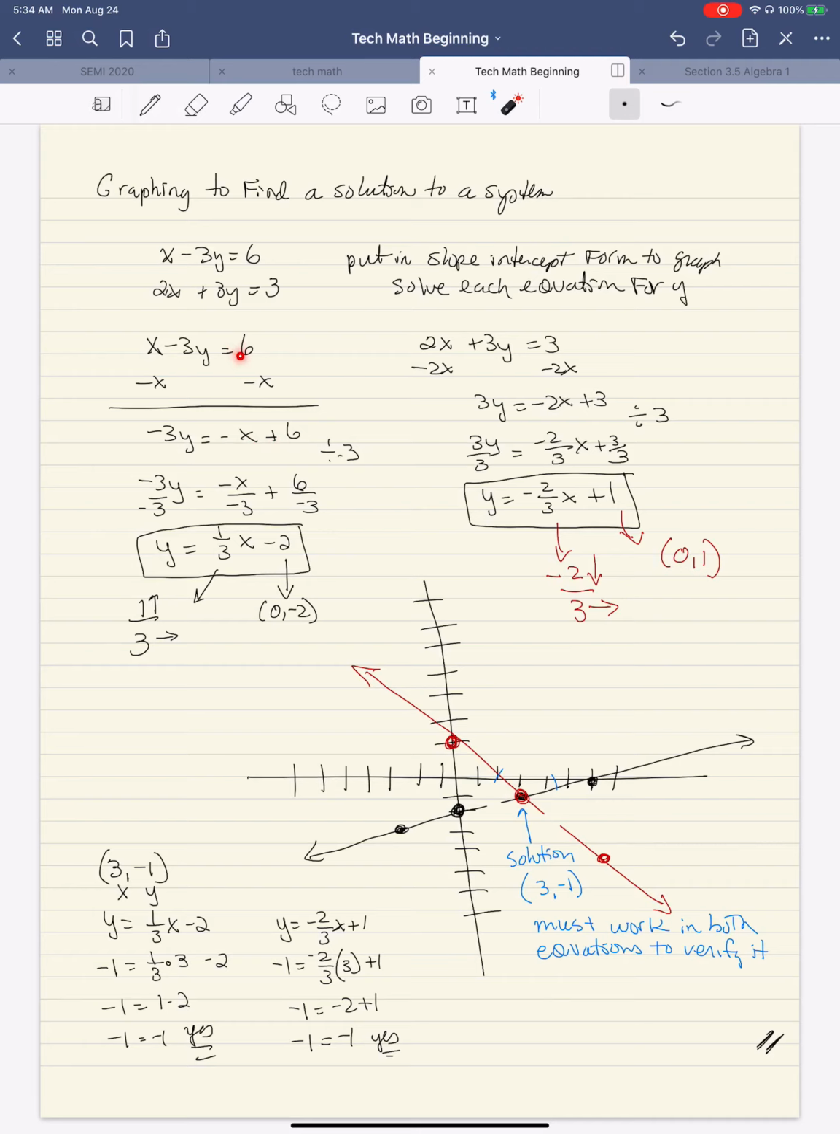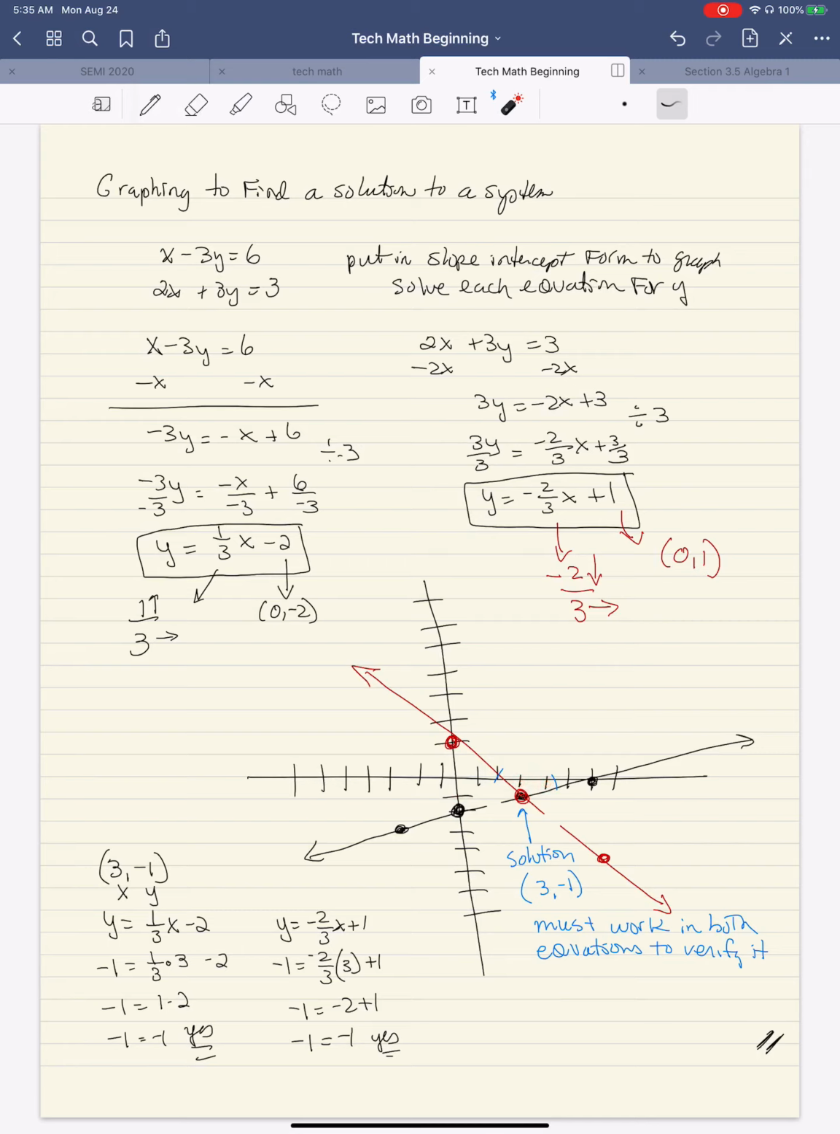Again, I put the minus x first. Now I'm going to divide everything by negative 3. So divide the y, the x, and the 6 all by negative 3. So I get y equals a positive 1/3 x, minus 2. So my slope is a positive 1/3, which means I'm going to go up 1, right 3. And my y-intercept is negative 2, or 0, minus 2. So the first thing I'll do is plot the 0, minus 2. It's right here. And I'm going to go up 1, right 3.